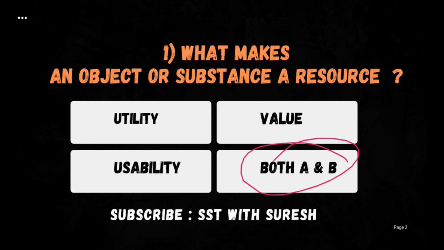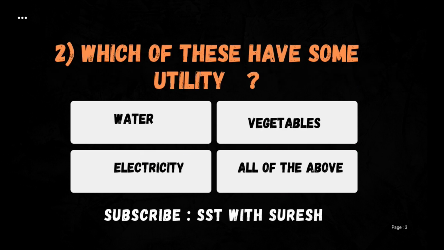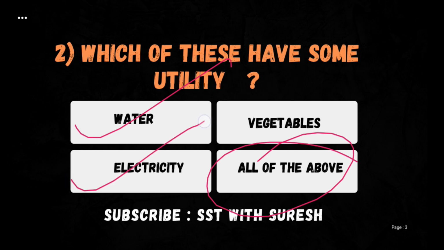Okay, next question, question number 2. Question number 2 asks: which of these have some utility? The options are: A, water; B, electricity; C, vegetables; and option D, all of the above. The correct answer for question number 2 is option D, all of the above. Water, electricity, and vegetables have some utility. So these all have some utility capacity.